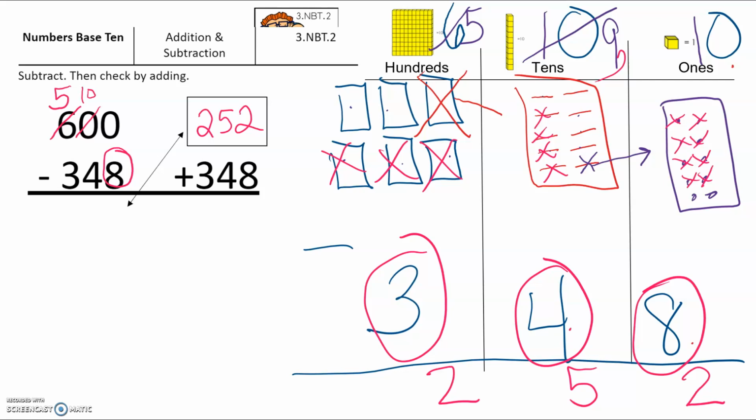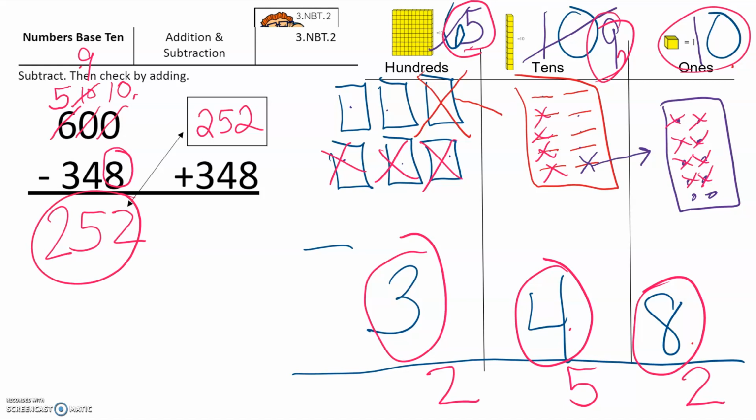So I still have 600 there. I still need ones, so I'm going to take away a 10. That leaves me 9 tens. And over here I will have 10 ones. And if you look, I have 5 hundreds, 9 tens, 10 ones, which is exactly the same thing I had in my picture. Now subtract. 10 minus 8 is 2. 9 take away 4 is 5. 5 take away 3 is 2. And you'll notice that we got the exact same answer using pictures over here and using just numbers here.